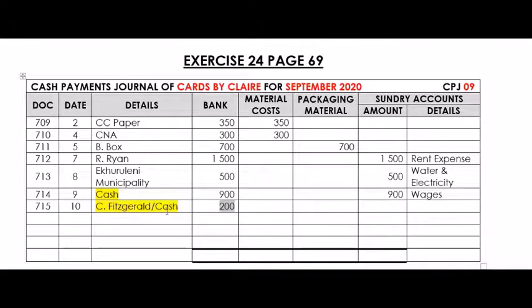200 Rand was withdrawn. Okay, it's not for material and it's not for packaging, so it goes to sundry accounts. And then the account that we always use when the owner takes money for personal use is an account called drawings. If you didn't know that, then also make a note for yourself.